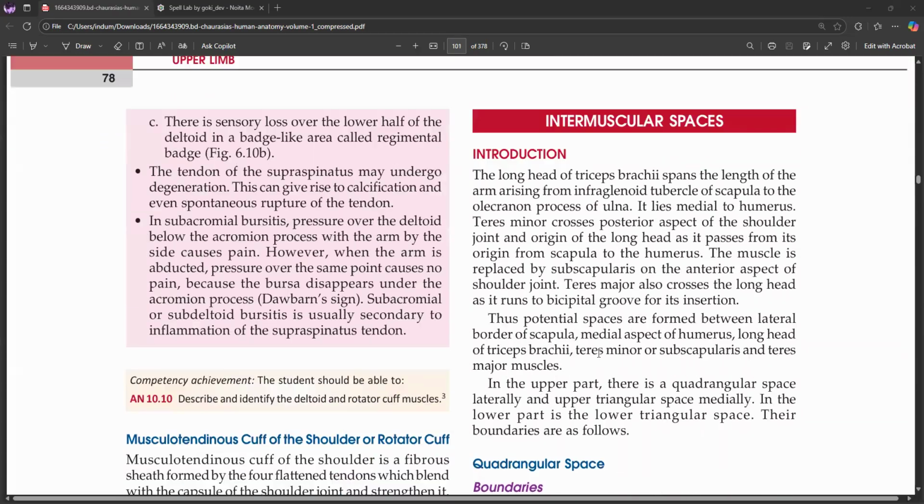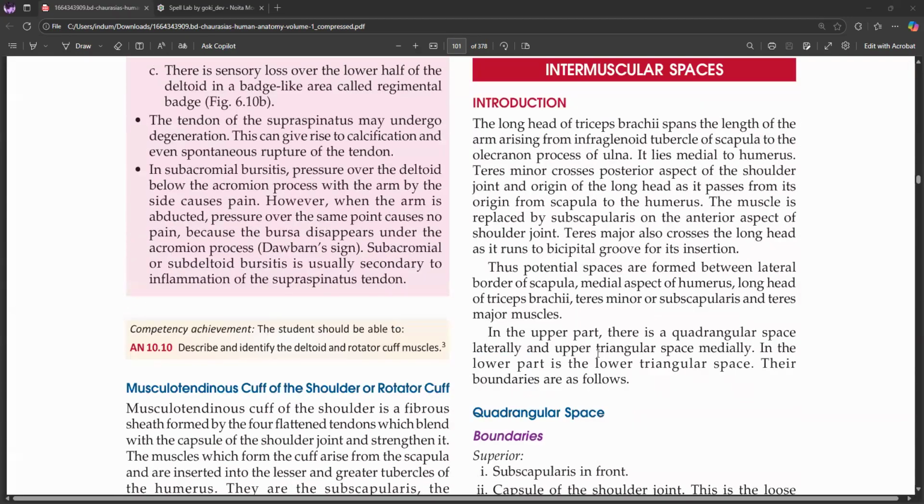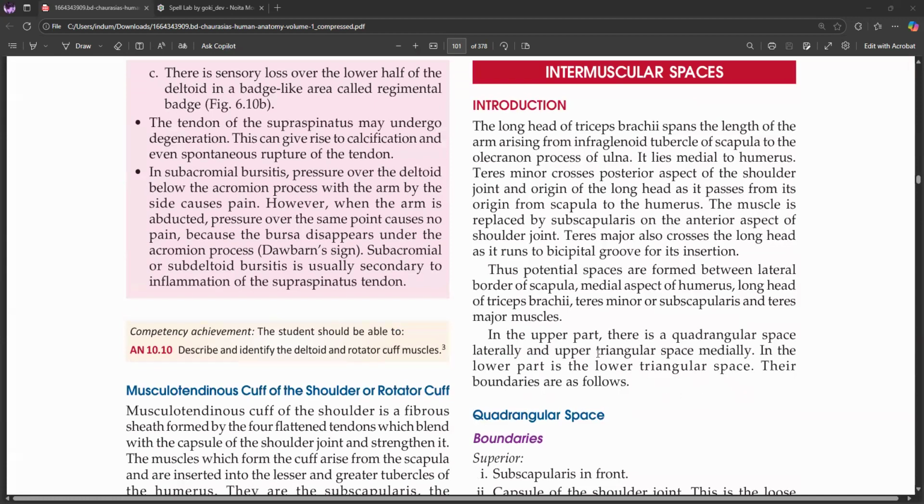Intermuscular spaces. Introduction. The long head of triceps brachii spans the length of the arm, arising from the infraglenoid tubercle of scapula to the olecranon process of ulna. It lies medial to humerus. Teres minor crosses the posterior aspect of the shoulder joint and the origin of the long head as it passes from its origin from scapula to the humerus. The muscle is replaced by subscapularis on the anterior aspect of shoulder joint.